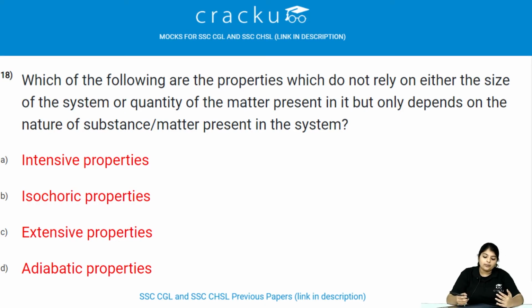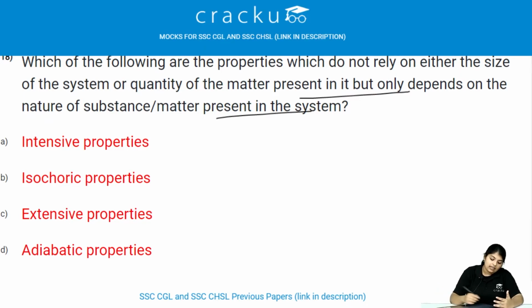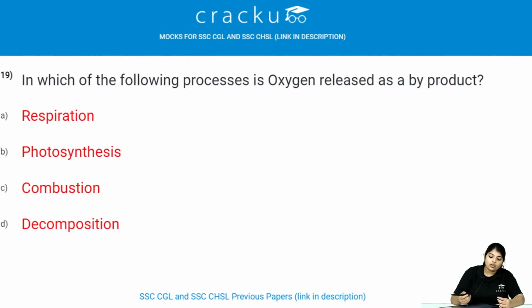Which of the following are the properties which do not rely on the size or the quantity of the matter present in the system, but depend on the nature of the substance? These are the intensive properties. In which of the following processes is oxygen released as a byproduct? In the process of photosynthesis, oxygen is released as a byproduct.